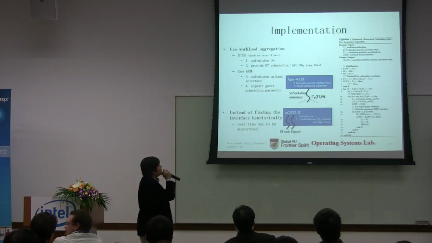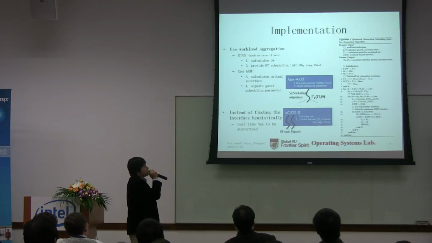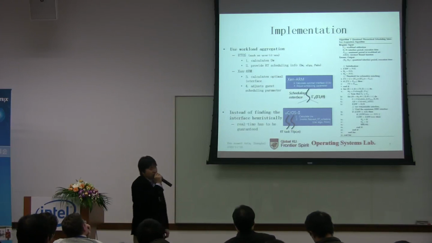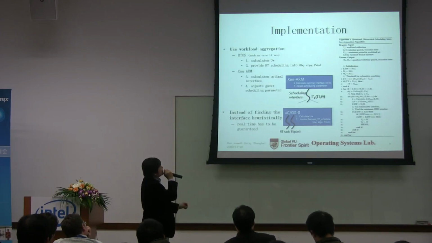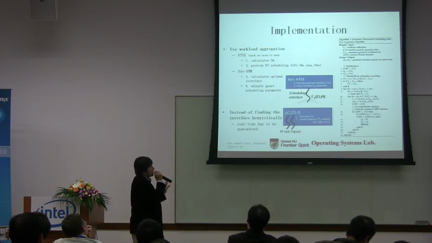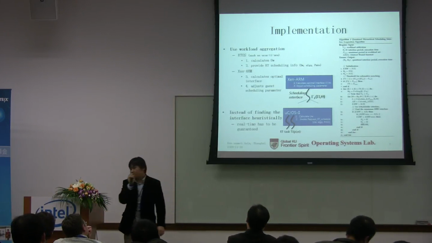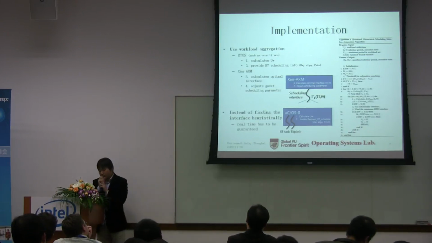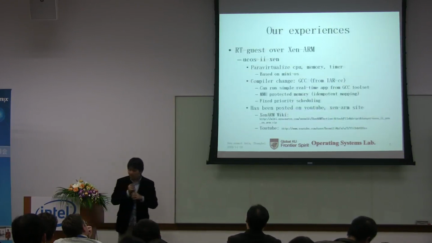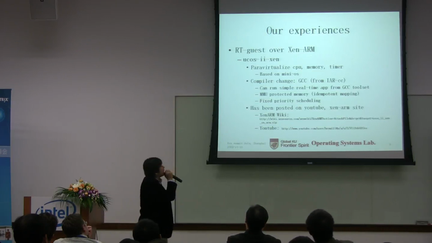And the setup side, it calculates the optimal interface, which takes the minimum CPU overhead, and it adjusts the guest scheduling parameters. By taking this algorithm, the hypervisor finds the optimal interface without giving the heuristic engineering report. By using this algorithm, you can use real-time without any further consideration. And I will share our experiences.